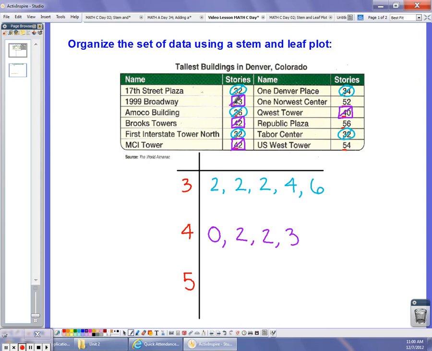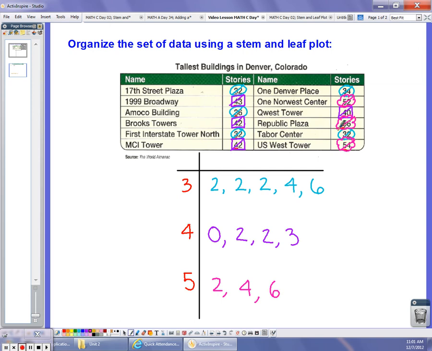And finally, I'm just going to go ahead and put in my 50s. My 50s are going to be these two right here, or these three. I missed one right here. And I'm going to put those in order from least to greatest. So I have a 2, I have a 4 for 54, and I have a 6 for 56.